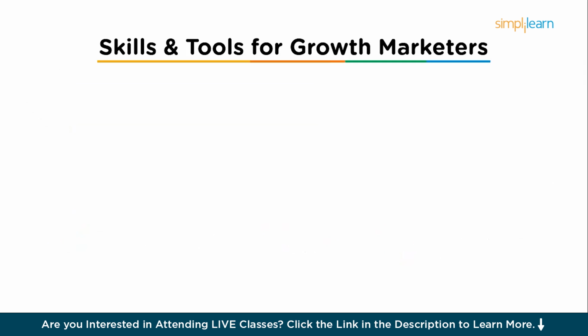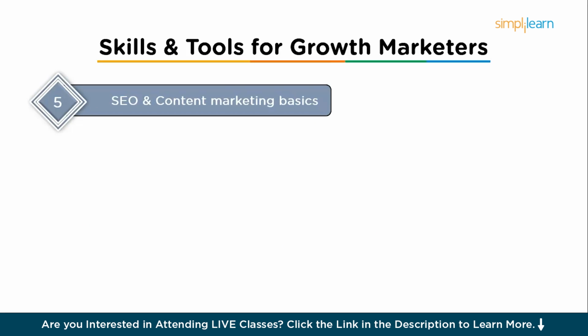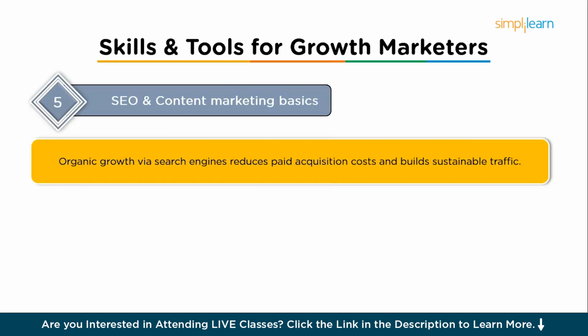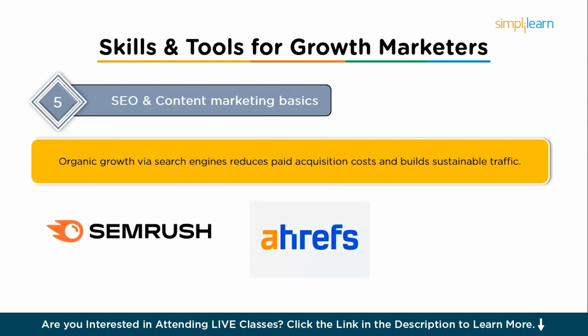And the fifth skill is SEO and content marketing basics. So why does it matter? Organic growth via search engines reduces paid acquisition costs and builds sustainable traffic. And the key skills are keyword research and on-page SEO best practices, content planning and distribution, link building tactics. Tools used are Ahrefs, SEMrush, Google Search Console.